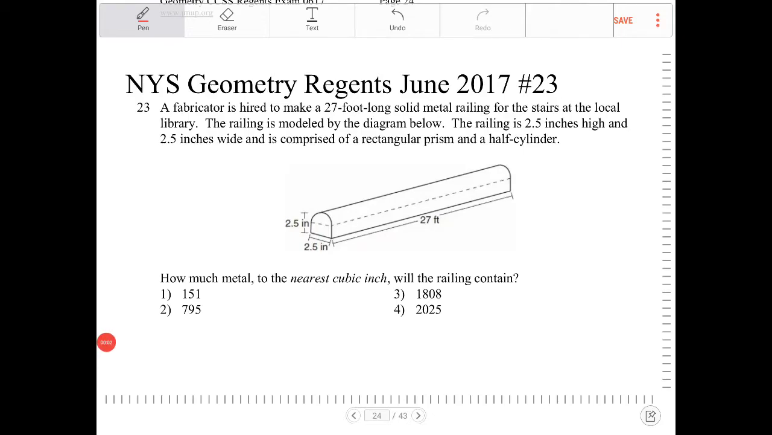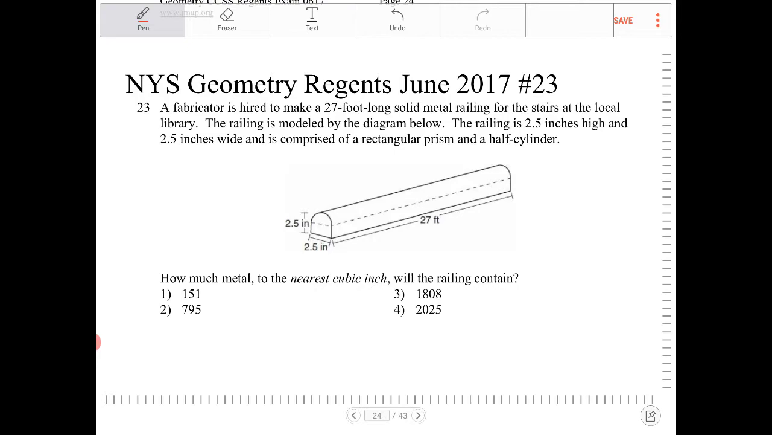A fabricator is hired to make 27-foot long solid metal railing for the stairs at the local library. The railing is molded by the diagram below. The railing is 2.5 inches high and 2.5 inches wide and is comprised of a rectangular prism and a half cylinder. How much metal to the nearest cubic inch will the railing contain?